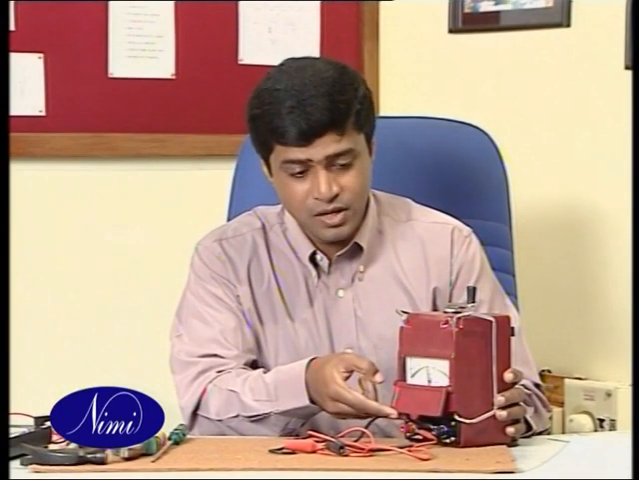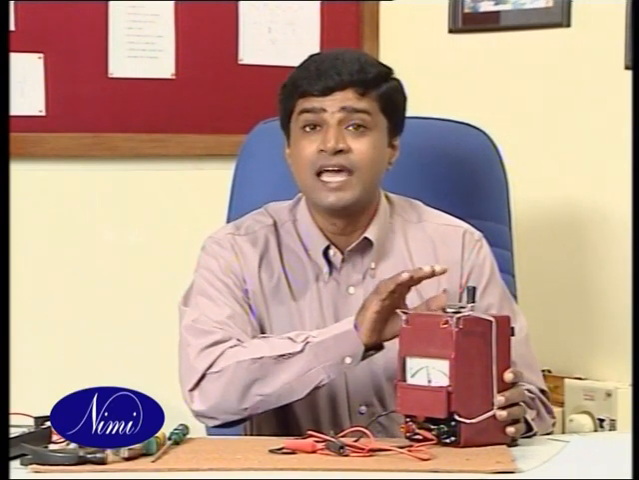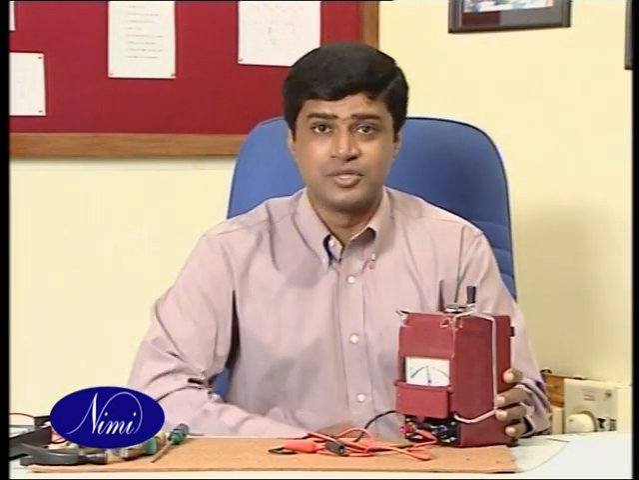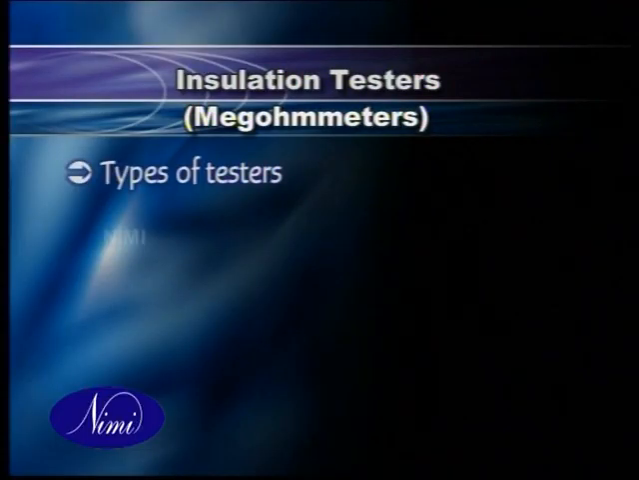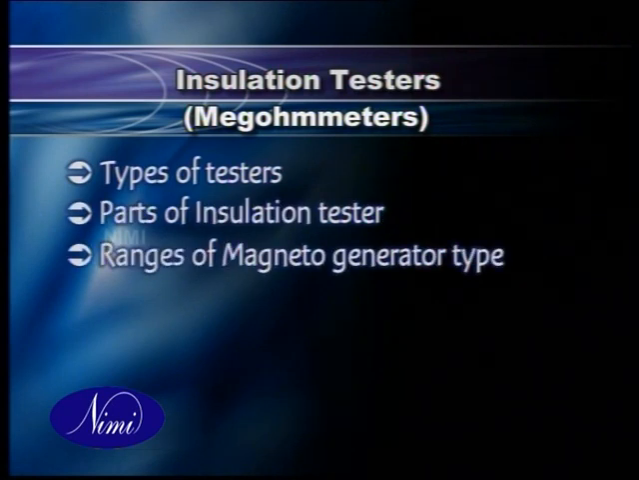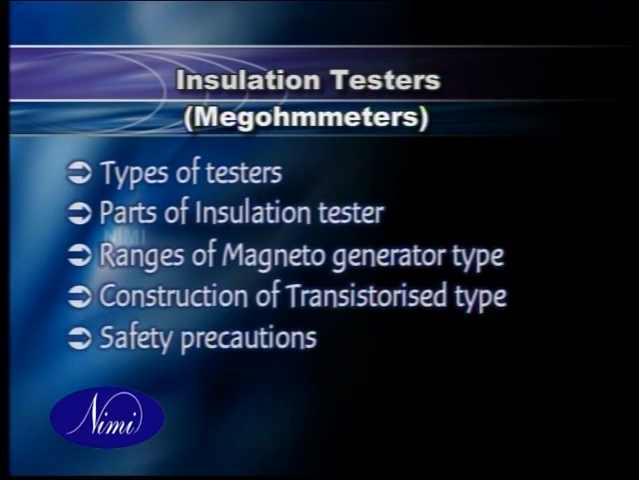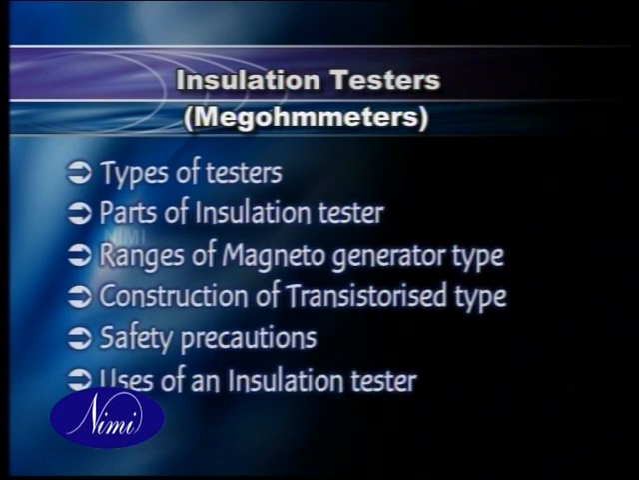A megometer, commonly known as an insulation tester, is used for checking insulation resistance and continuity. In this section, we're going to see various types of insulation testers, parts of the insulation tester, ranges of the magneto-generator type insulation tester, constructional features of a transistorized insulation tester, safety precautions to be observed while using an insulation tester, and the uses of an insulation tester.